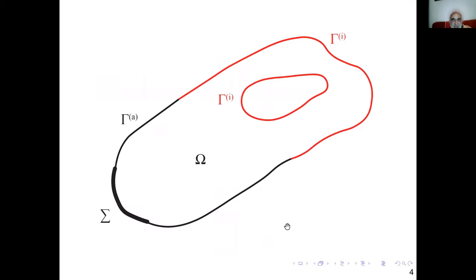We have a picture here that explains the situation. The red line represents the unknown portion of the boundary, and this line, this surface, this portion of boundary can have, in some sense, also interior portions, and the black line, the black surface, gamma A, represents the known and accessible portion of the boundary. On sigma, we get the measurement.